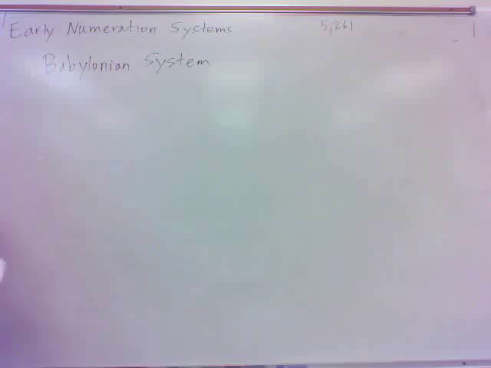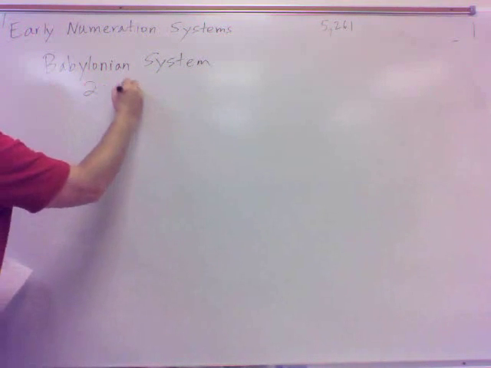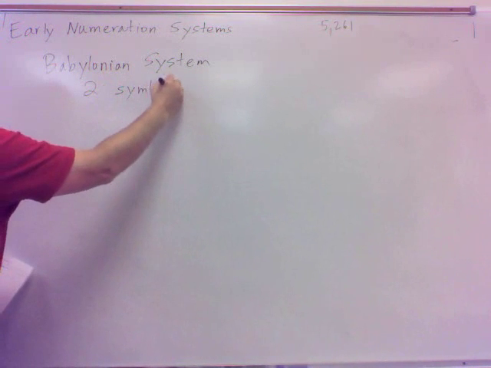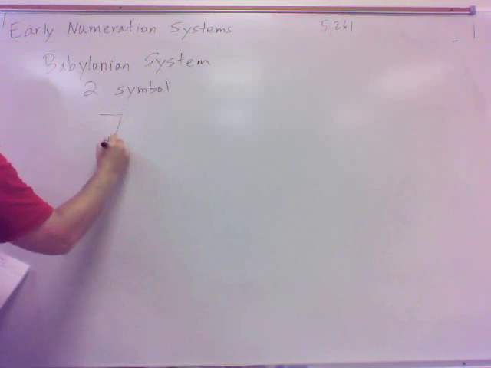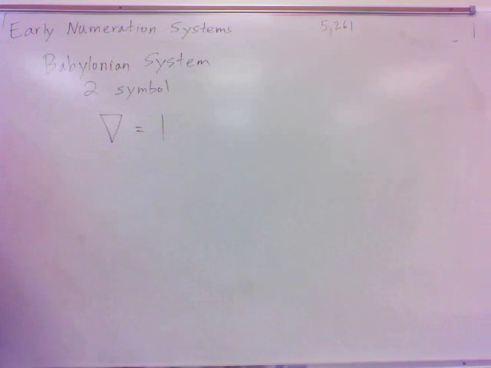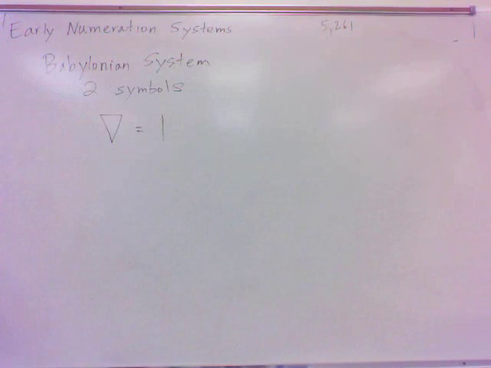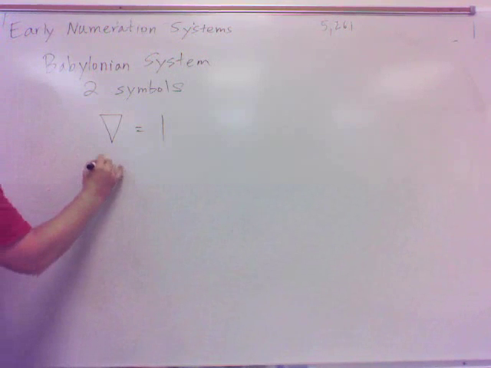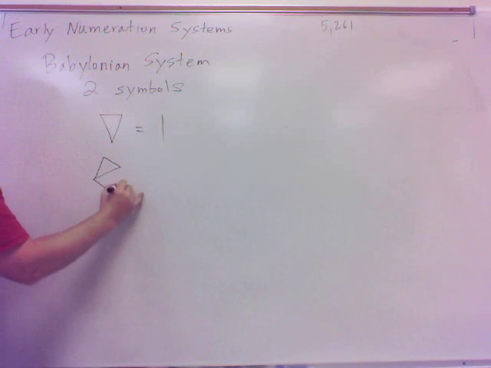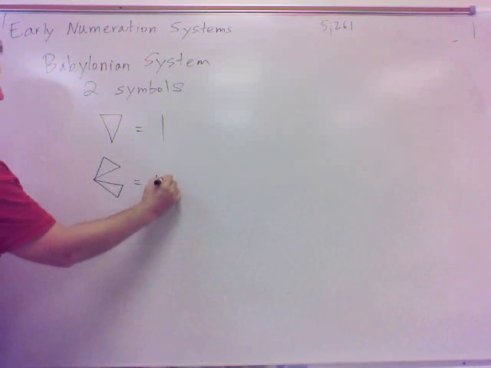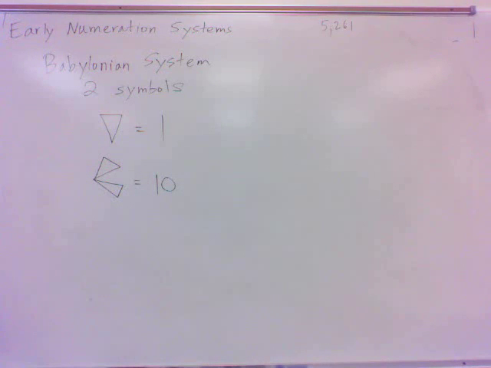And interestingly enough, their system had only two symbols. It was a symbol for 1, for which they used a wedge. And they used a double wedge, two wedges angled together like so, for 10. That's all the symbols they had.